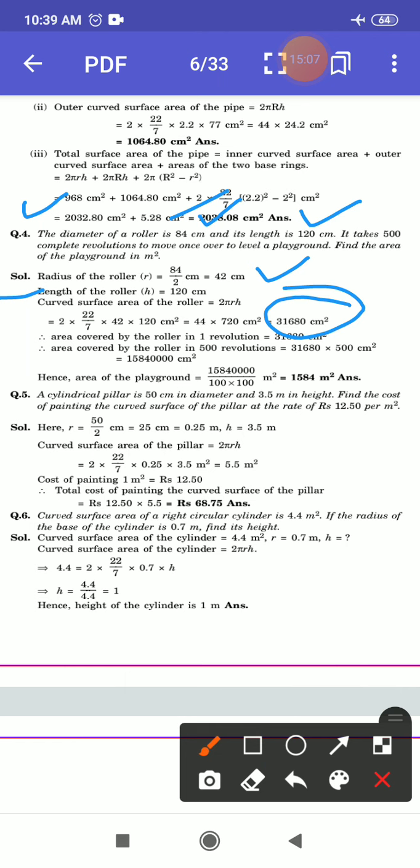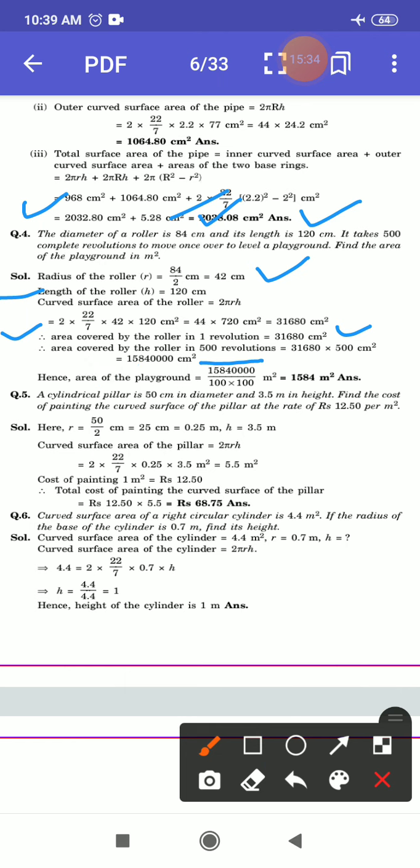This is the distance of one round. Okay, this is the distance of one round. So one curved surface area of a roller is converted into the distance of one round. So this is the area covered by the roller in one rotation. Now you have 500 rotations, so you have to multiply this area with 500. Then the total distance is this.